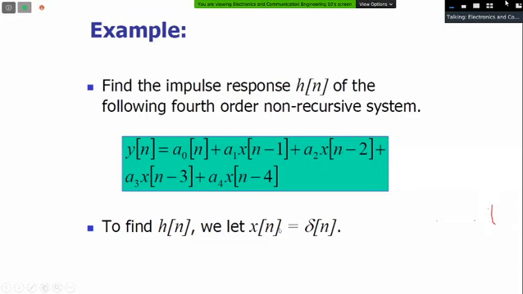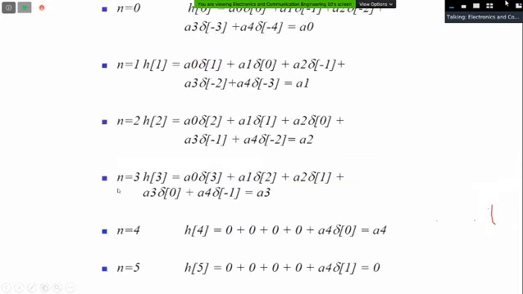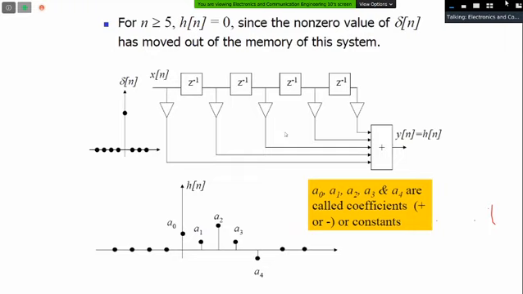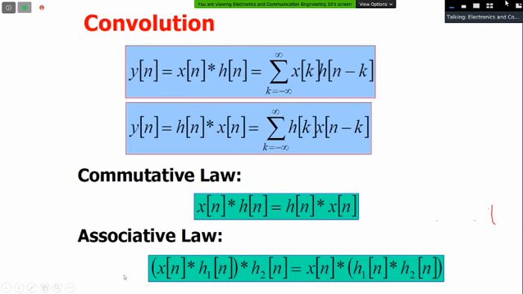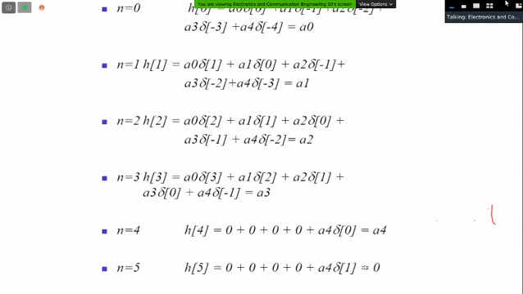We want to find h[n] by letting x[n] equal to delta. The procedure remains the same. You can calculate all the values I am giving. I will send you the slides, you can go through the values, and you can draw the block diagram also. You will be able to calculate all the values of the impulse response. At n equal to 5, you will get 0, so it will be an example of a finite impulse response system. If you find any problems in solving these by putting in the values, you can ask me anytime. There is no problem.